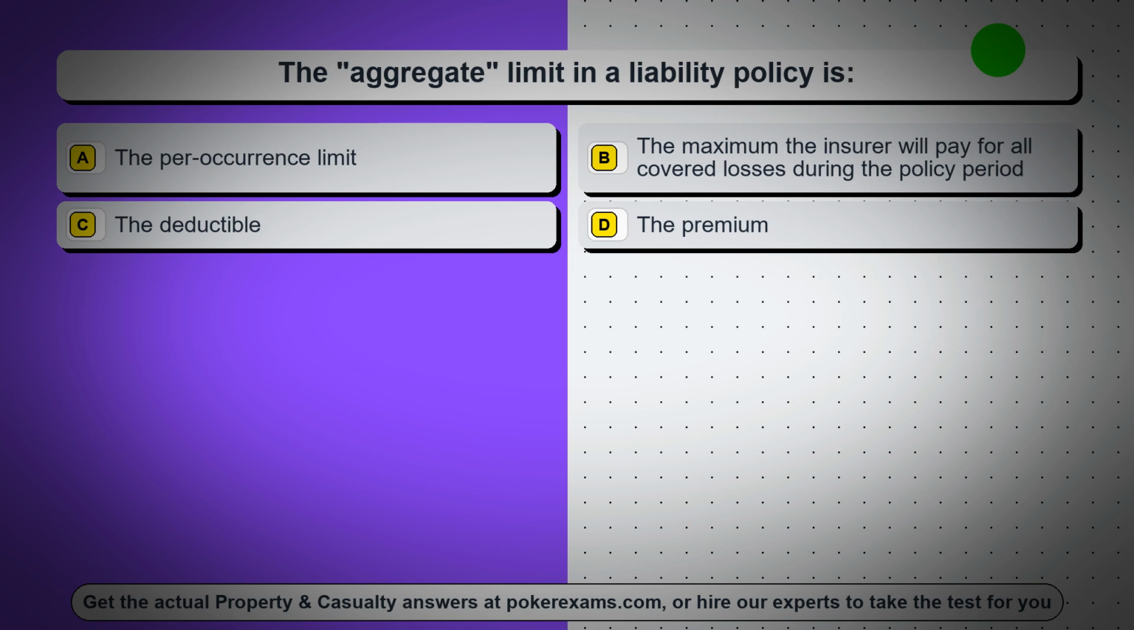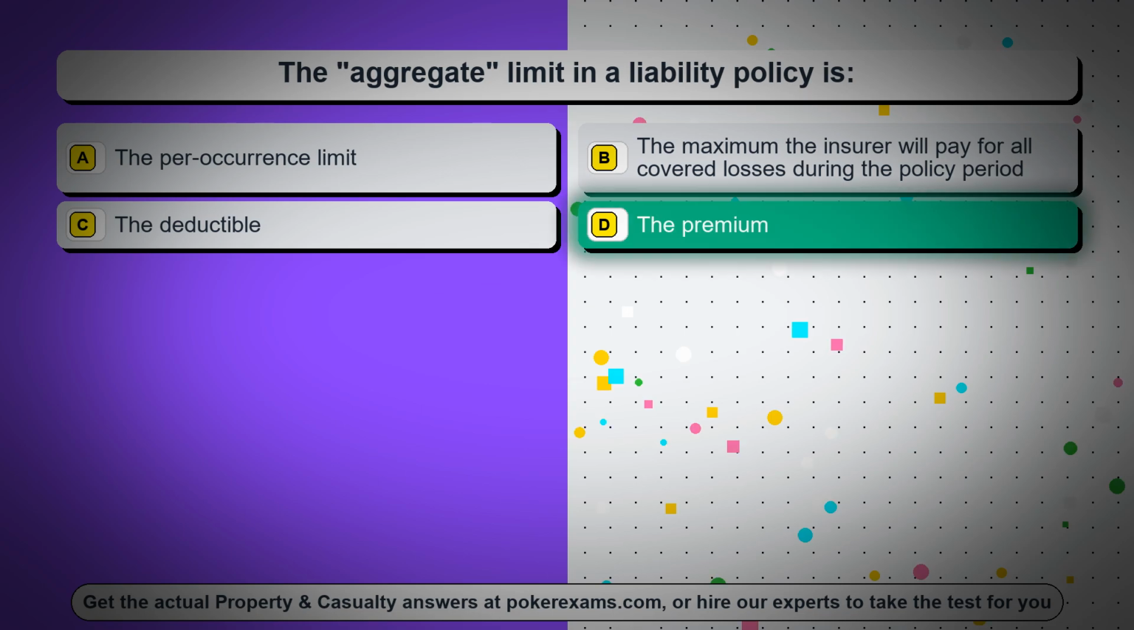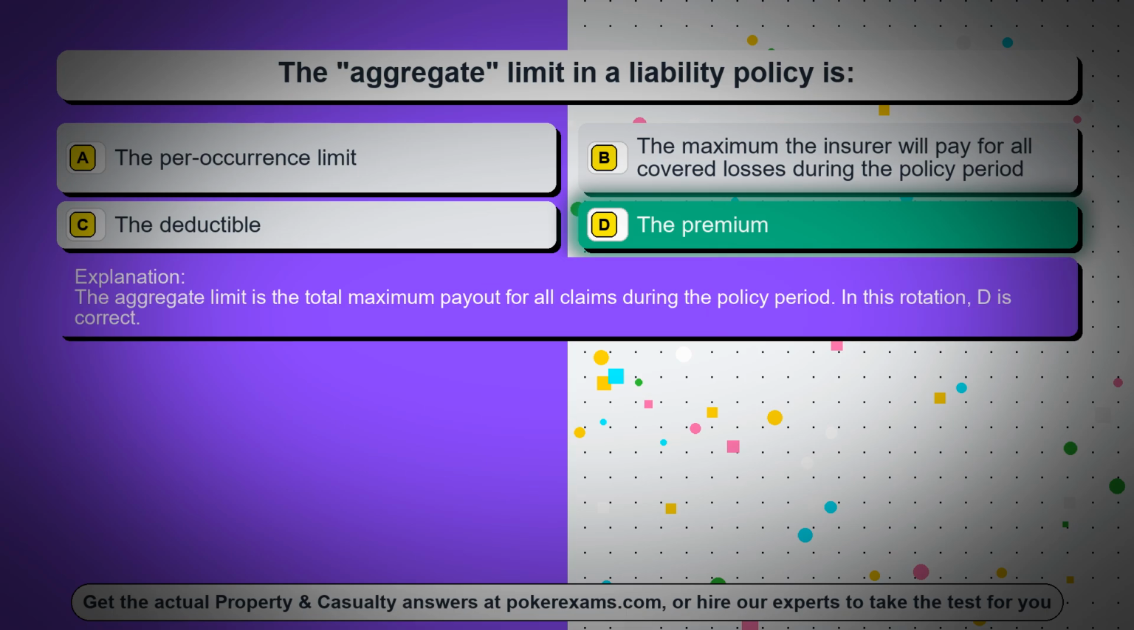Question 12. The aggregate limit in a liability policy is, Option A, the per occurrence limit, Option B, the maximum the insurer will pay for all covered losses during the policy period, Option C, the deductible, Option D, the premium. The correct answer is Option D, the premium. The aggregate limit is the total maximum payout for all claims during the policy period. In this rotation, D is correct.